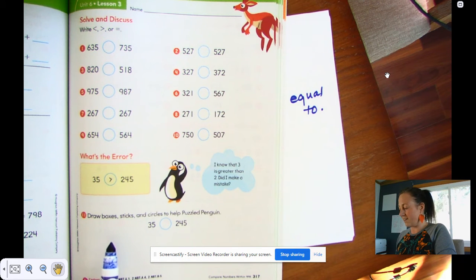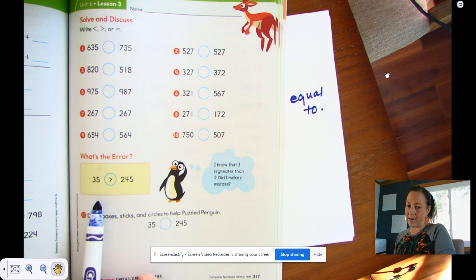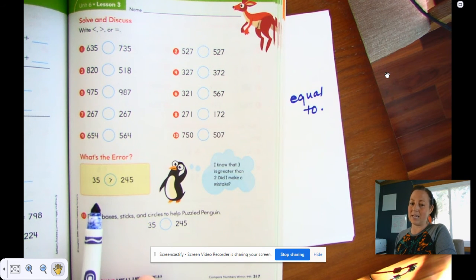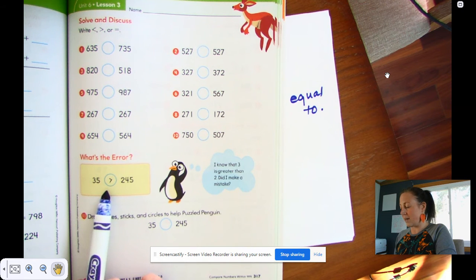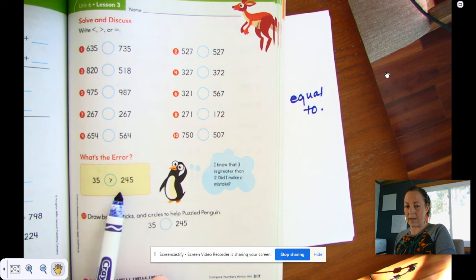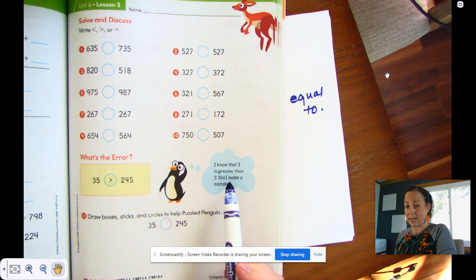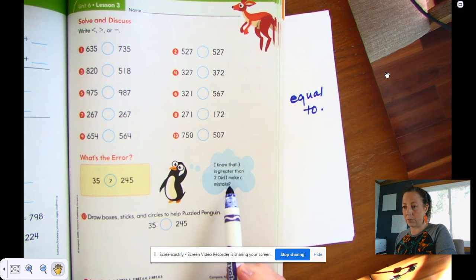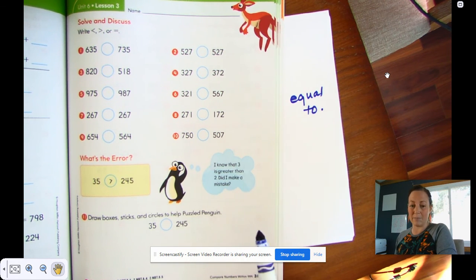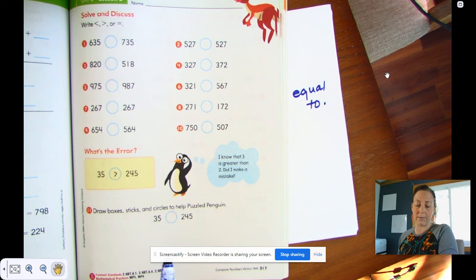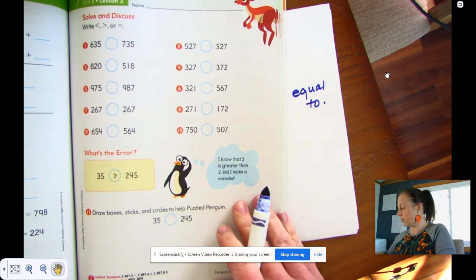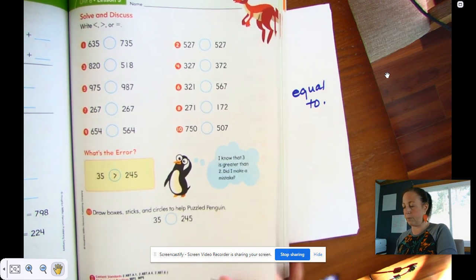Down here, you have to see if Puzzle Penguin made an error. Now, you know that Puzzle Penguin typically makes a mistake. He says that 35 is greater than 245. And he says, I know this because 3 is greater than 2. And you have to explain, did he make a mistake or not? And you can do that really easily by making a proof drawing down at the bottom here. Okay, so you don't have to do any words there, just a proof drawing would be fine.